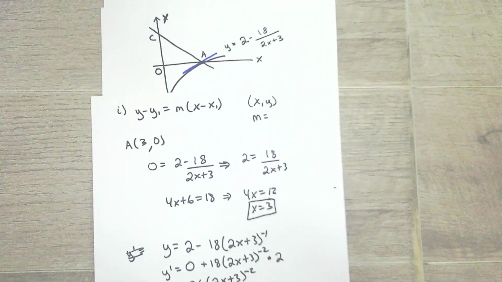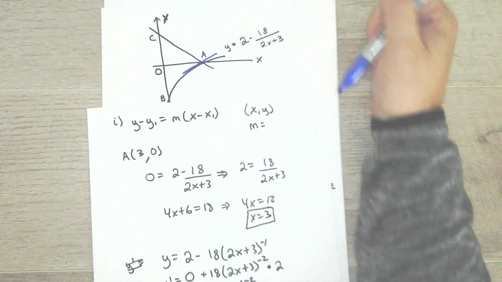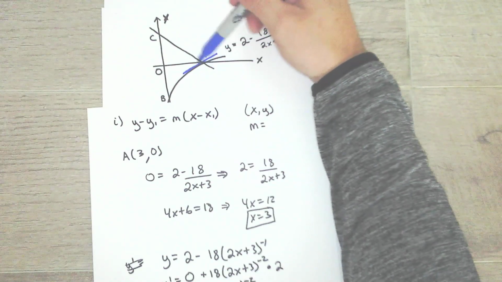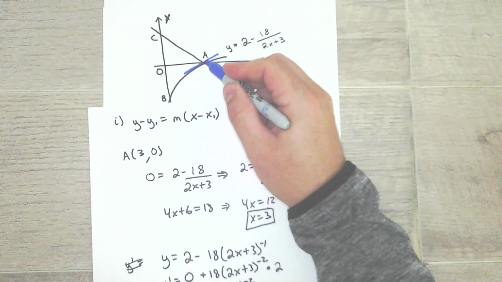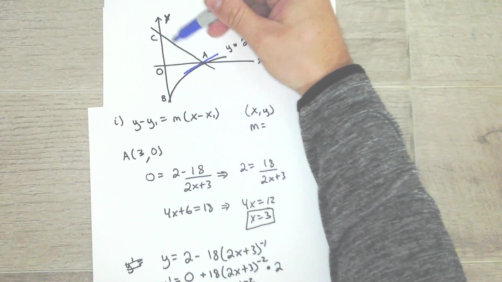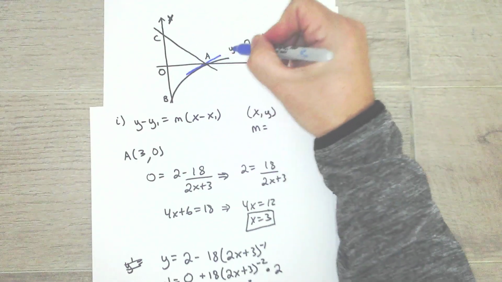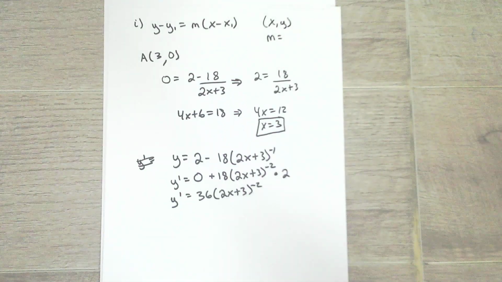So we just found the gradient of that line. This may not be exactly to scale, but this should be perpendicular through here. So if this is the tangent, remember what the perpendicular line was called? The normal. How do we find the gradient of the normal if we know the gradient of the tangent? It's just going to be the opposite inverse. So let's find the gradient of the tangent first.